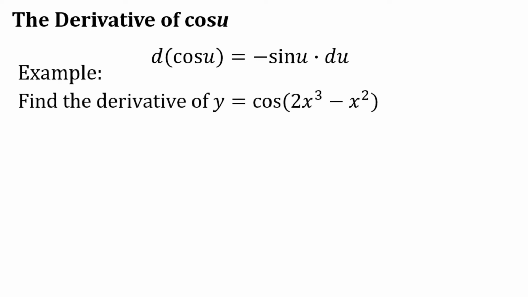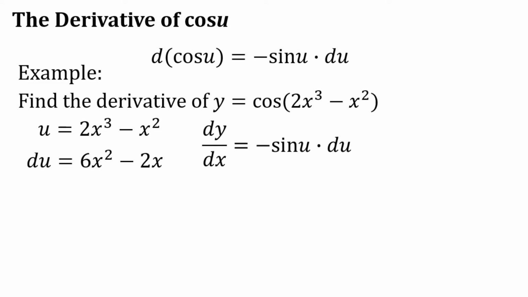Now let's have the derivative of cosine u. This is the formula. The derivative of cosine u is equal to negative sin u times du. For example, find the derivative of y equals cosine of 2x cubed minus x squared. Represent u. U equals 2x cubed minus x squared. So du is equal to 6x squared minus 2x.